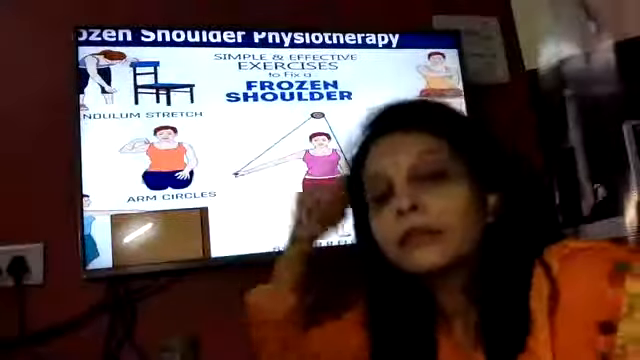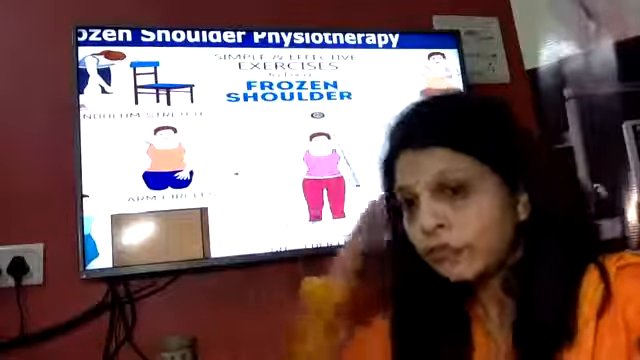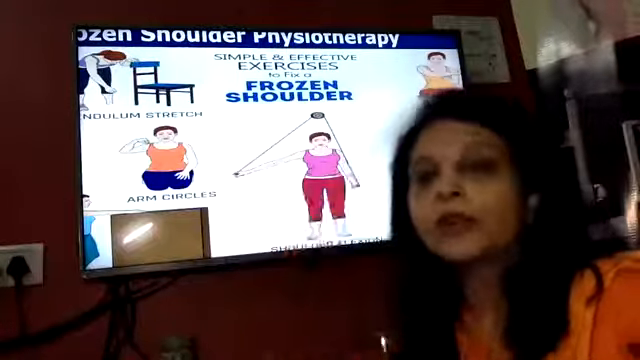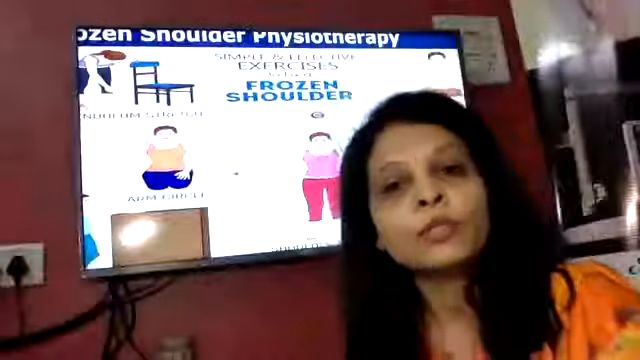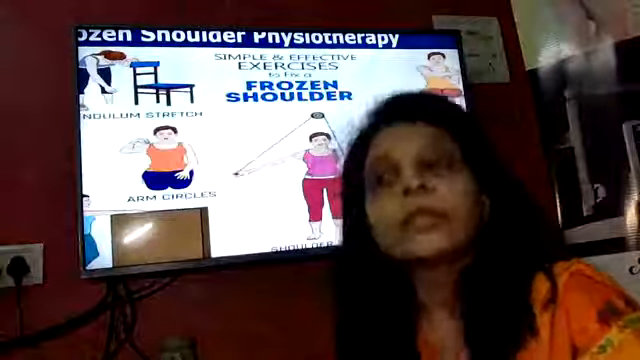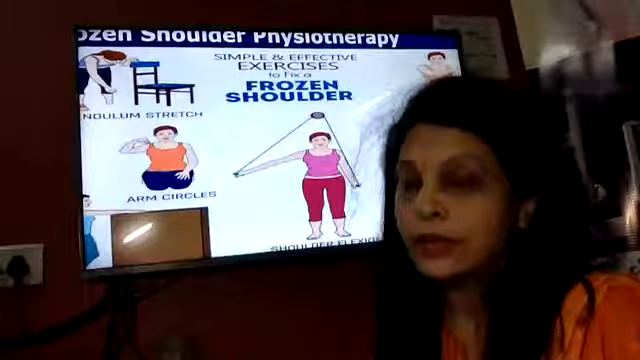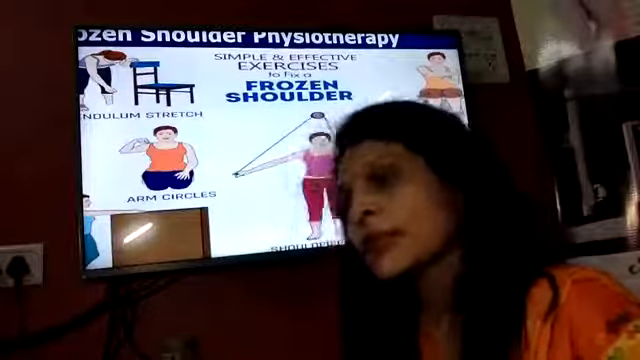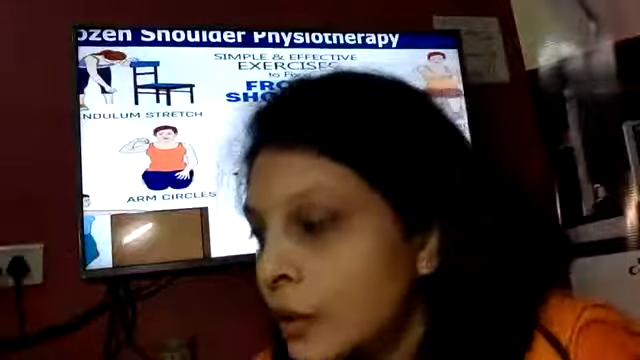As we rub our back after a bath, we can do this towel stretch. We can take a towel in your hand and do the movement at your back for your rotations. So these are some exercises for frozen shoulder, and these exercises we can do in other cases also, like any adhesive capsulitis or any tendon injuries or rotator cuff injuries, where we cannot do the full range of motion. We can do all these exercises to improve the range of motion.